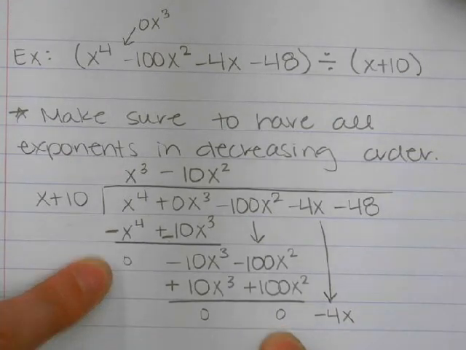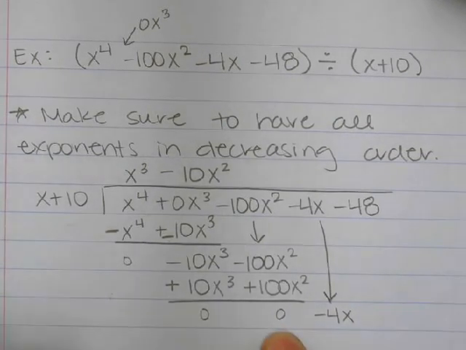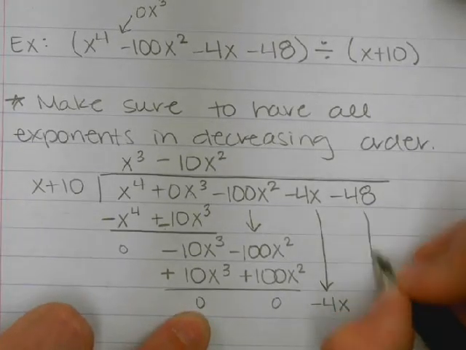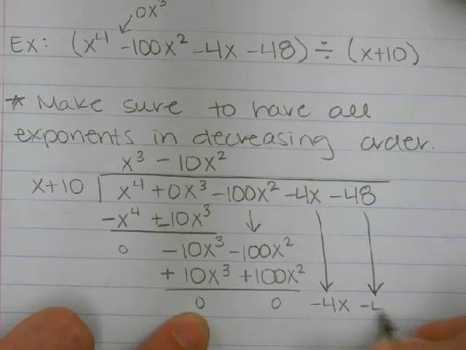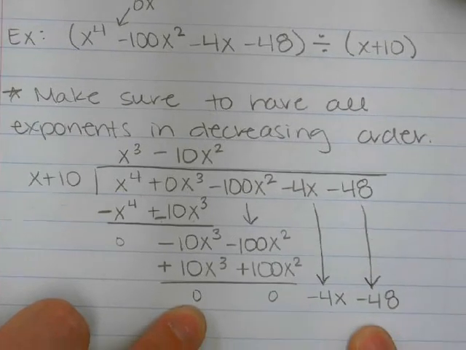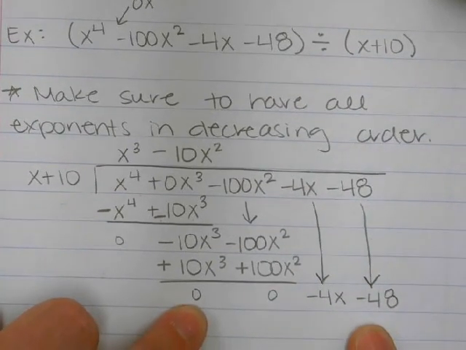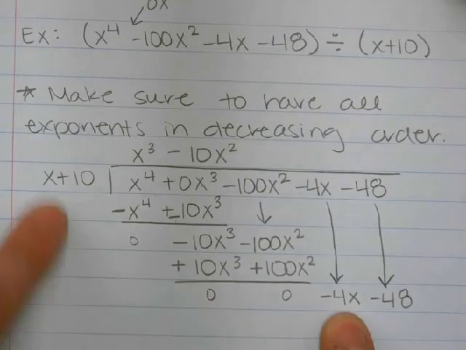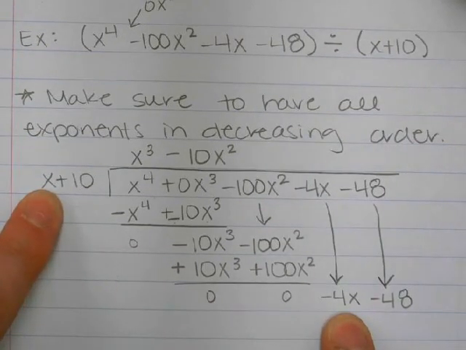And here, if you notice, this usually doesn't happen where both of these things zero out. So I'm actually going to drop down my next two terms, because I might want to use both of them for my next step. And then I'm going to ask myself that same question. So x multiplied by what is negative 4x? If I multiply by negative 4, I get negative 4x.